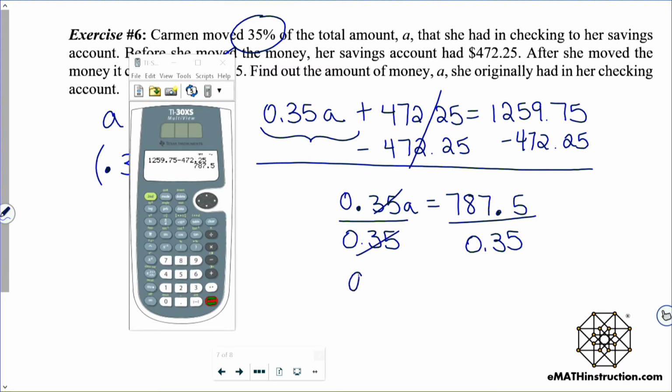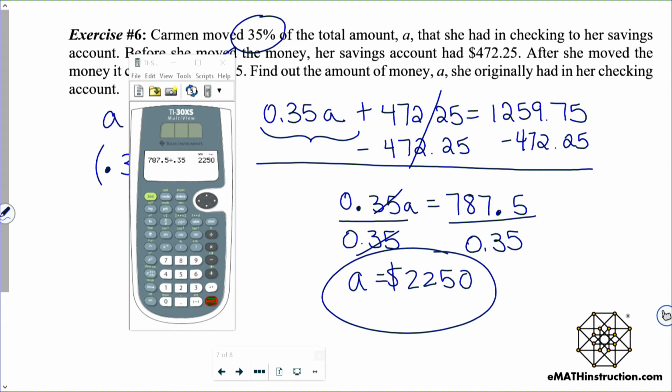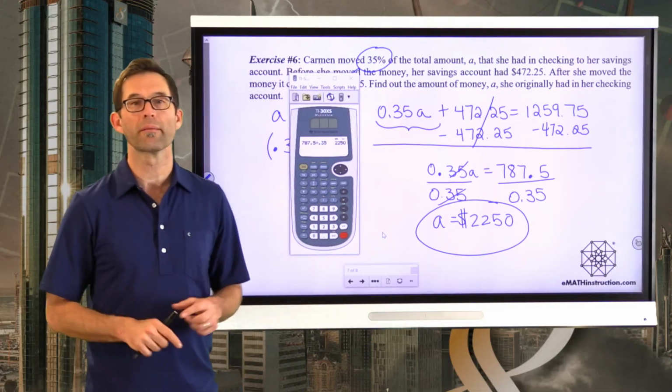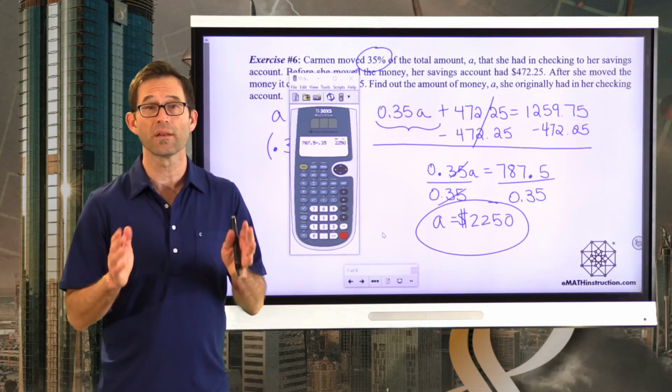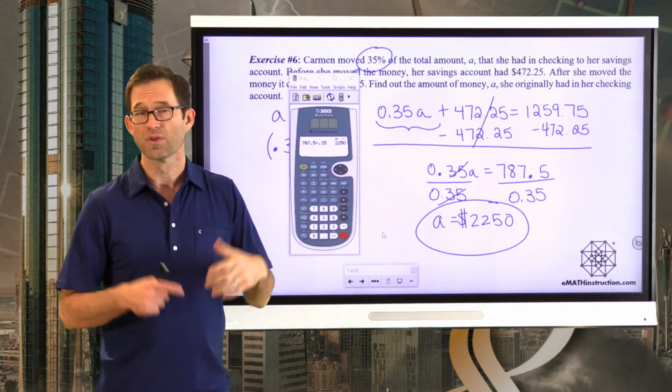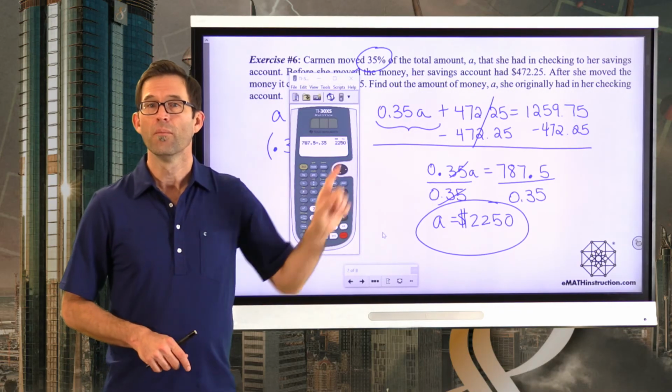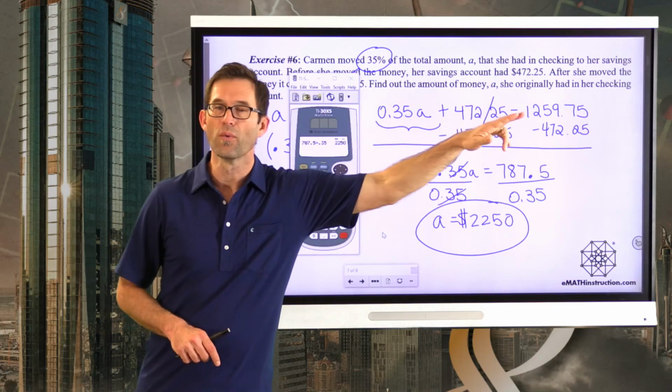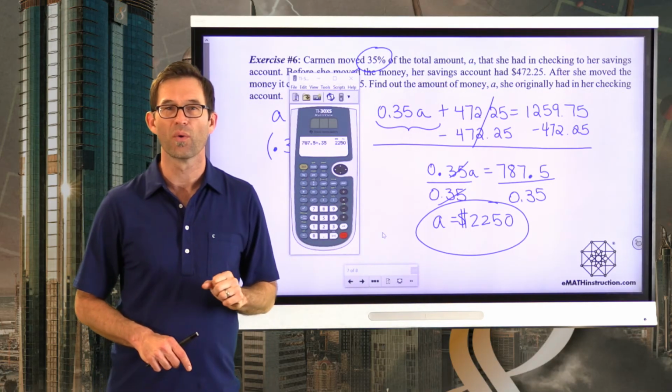That's going to cancel. And the amount of money we had there to begin with was what? 787.5 divided by 0.35. Enter. $2,250. Right? So a little modeling problem involving percent. Remember, whenever you want to find the percent of a total, you simply have the decimal version of that percent, which you can find by dividing the percent by 100. So 35 divided by 100 is 0.35. 0.35 times that total amount plus that is equal to what we had at the end, and that allows us to find that total amount.